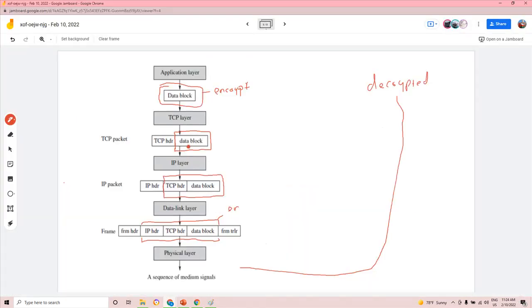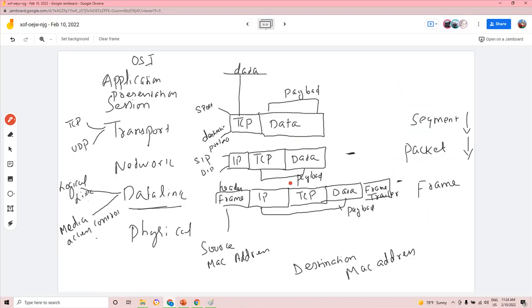See, students, this is the payload. I told you already. Anything after the header is payload. Here this is the TCP header, and anything after the header is payload. In the network layer, IP is the header, so anything after the IP header is payload. So in the data link layer, this is the payload.